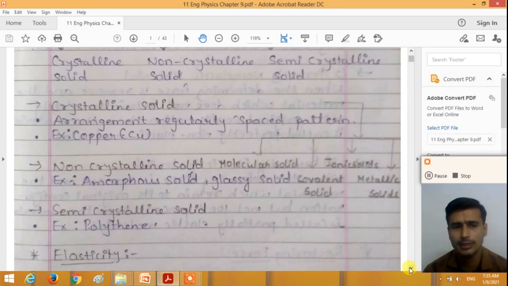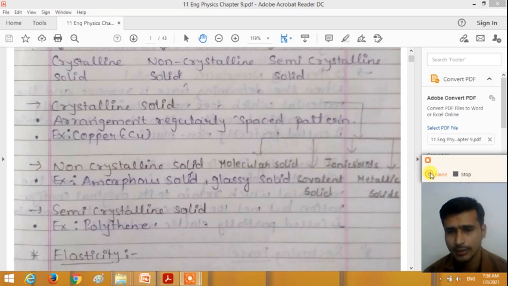And third one is the semi-crystalline solid. In a semi-crystalline solid, in some portions the arrangement of the constituent particles is crystalline, and in some portions the arrangement of the constituent particles is non-crystalline. This type of solid is known as the semi-crystalline solid, right? For example, polythene, right? The example of the semi-crystalline solid is polythene.